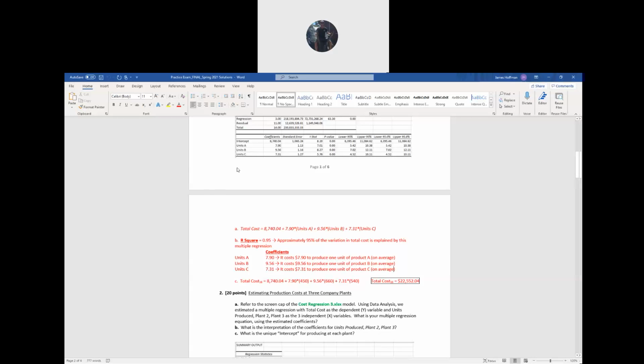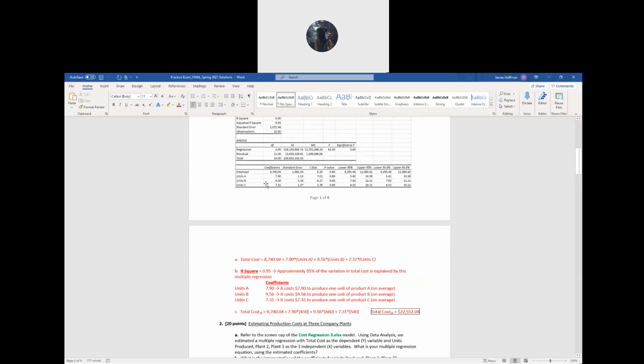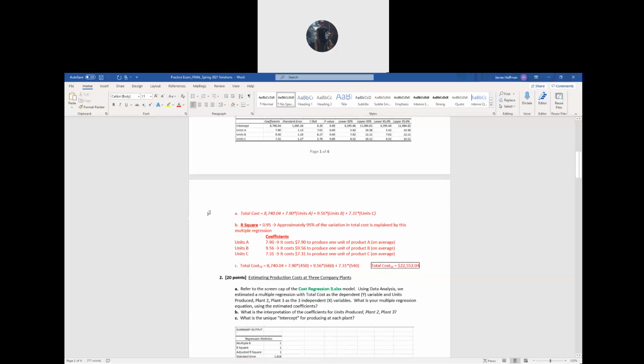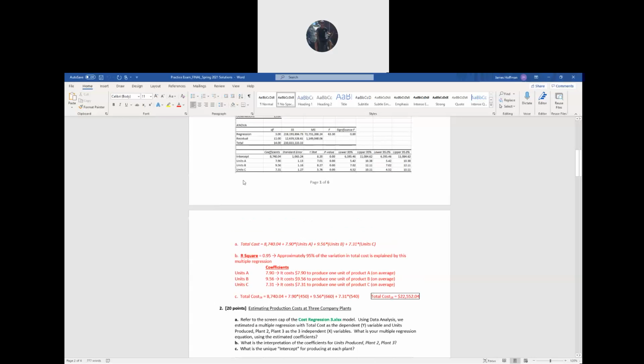Okay, so that's what we're trying to do. We were trying to see how much each product costs on average, and these are the costs. So units B is the most expensive at about $9 or $10, and the other ones are about 7 and 8. Okay, so then you can know, this is just a cost standpoint, but if you're producing a bunch of units B, it better be worth it on the market because that's by far the most expensive one.